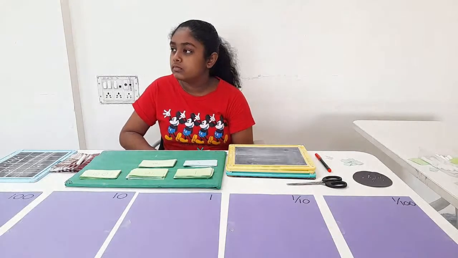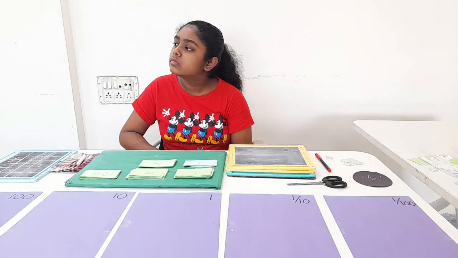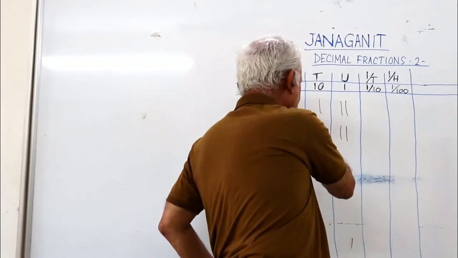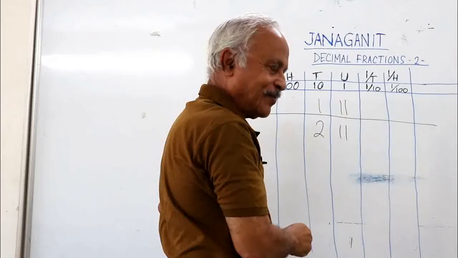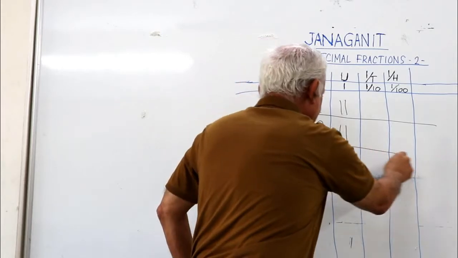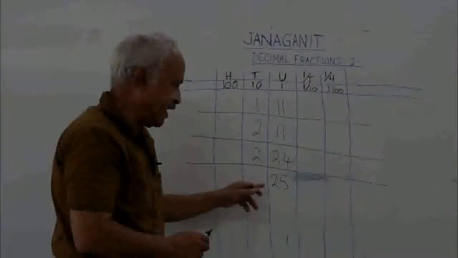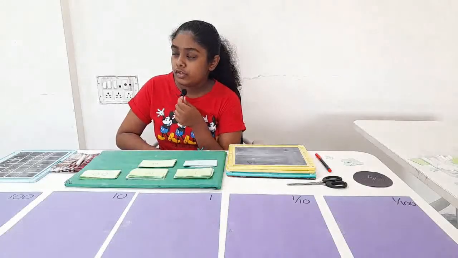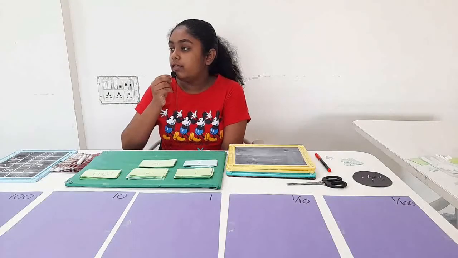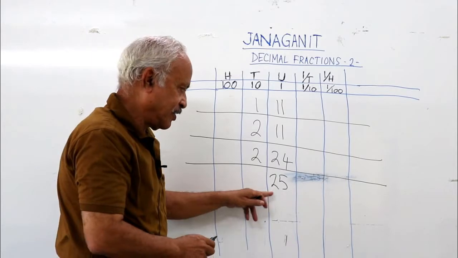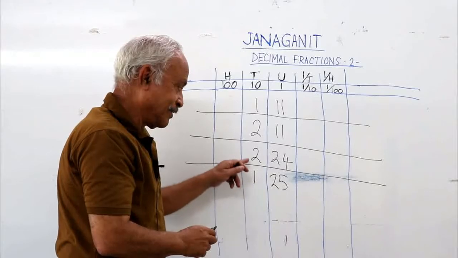So like this, I'm going to now ask you some problems. You have to tell me the name of the number. What is the name of this number? 31. 31, right? What is the name of this number? 44. 44. What is the name of this number? 25. 25. What is the name of this number? 125. This is 44.